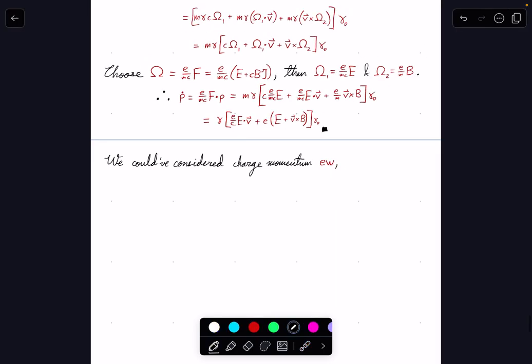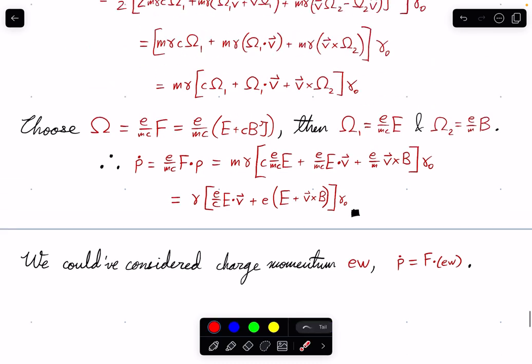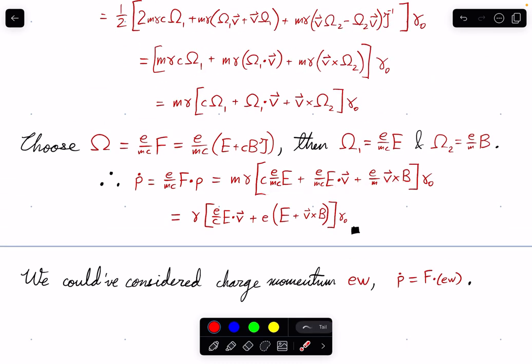So you could have considered charge momentum and then used this to derive the Lorentz force law. So you could have said that the change in time of momentum is F dot EW. This would have given you the same result. I'm not going to derive it just because it would require me to plug stuff all in again, but you can see that this has no mass term, so there's no mass overall in the end result, and it has E, so the E would distribute just like this. And so you'd have the exact same result as before.